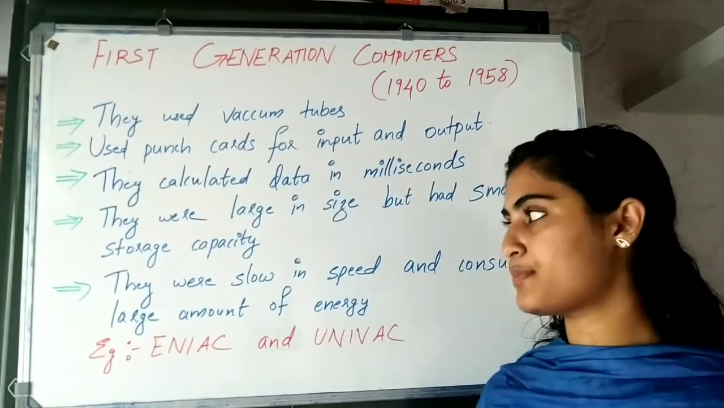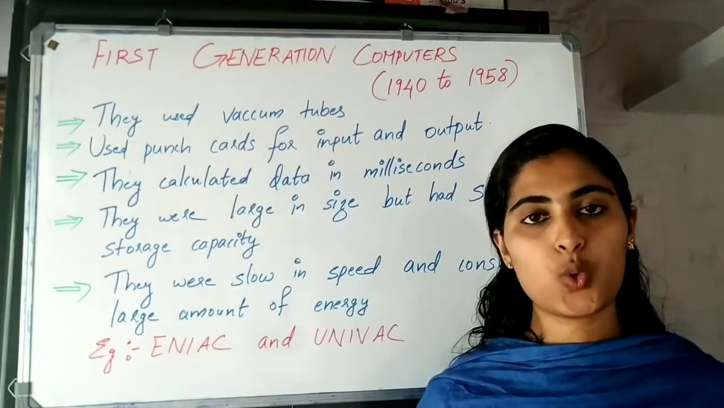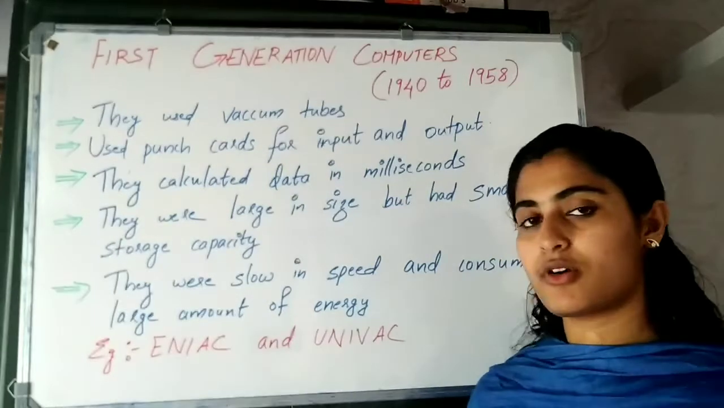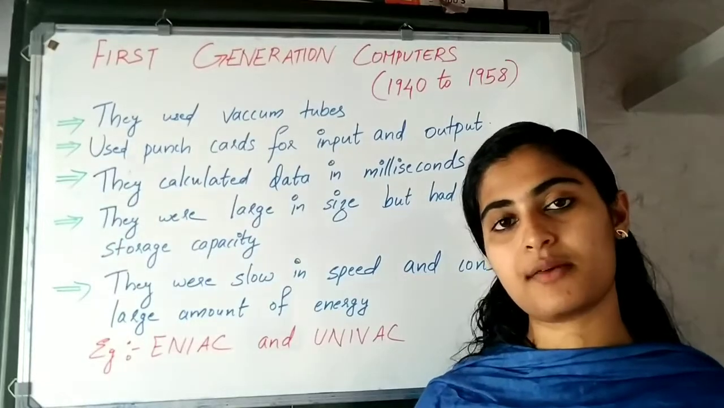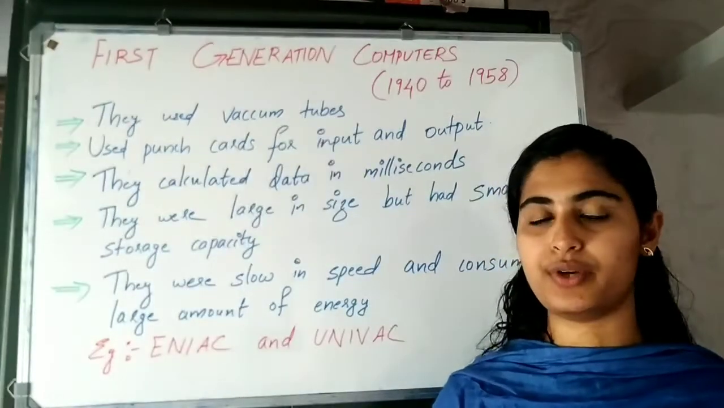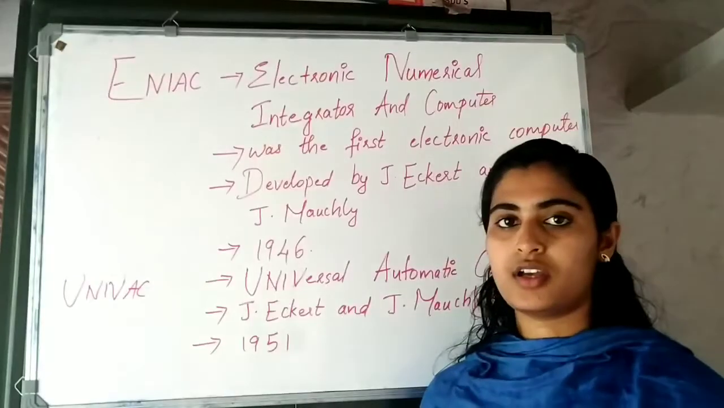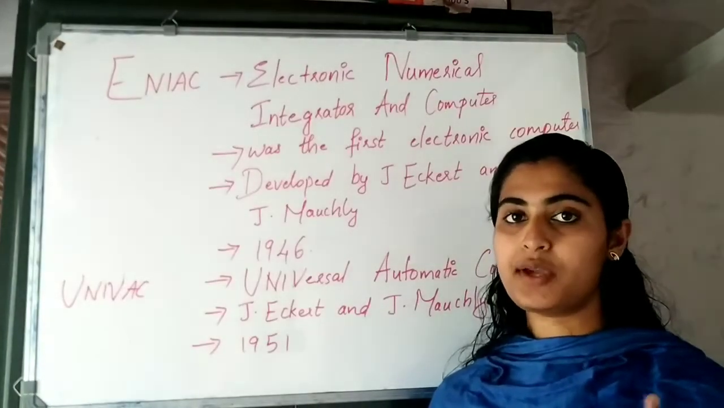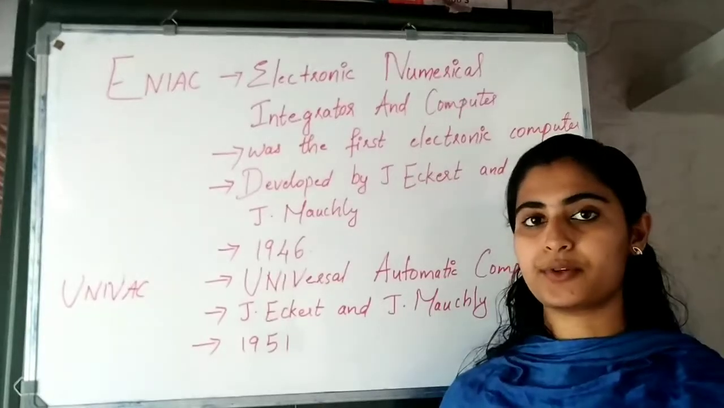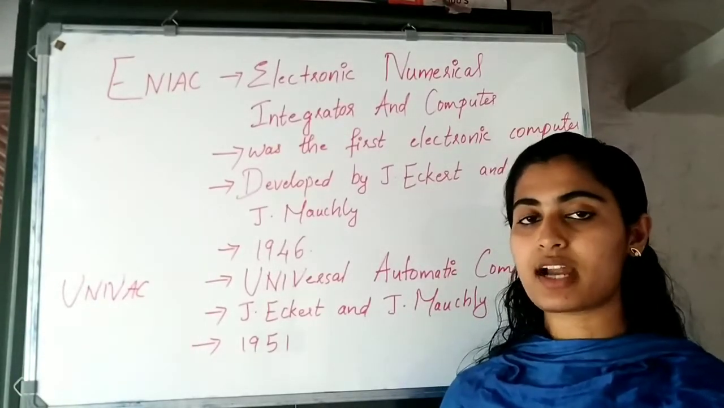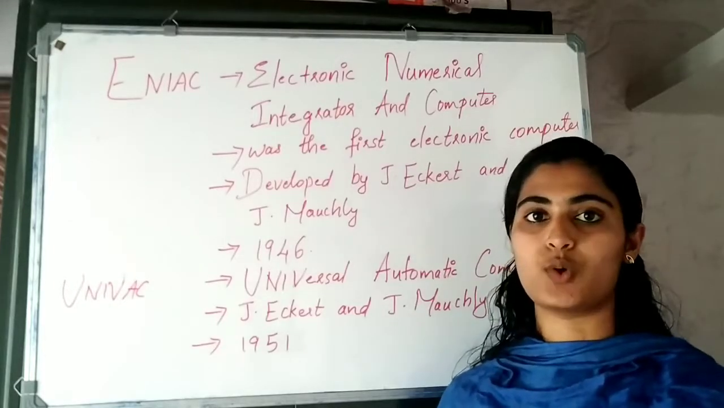And what is the next point? They were slow in speed, but they require a large amount of energy. And examples are ENIAC and UNIVAC. So this is about first generation computers. We studied two examples of first generation computers, that were ENIAC and UNIVAC. Now we will be studying what is ENIAC and what is UNIVAC.